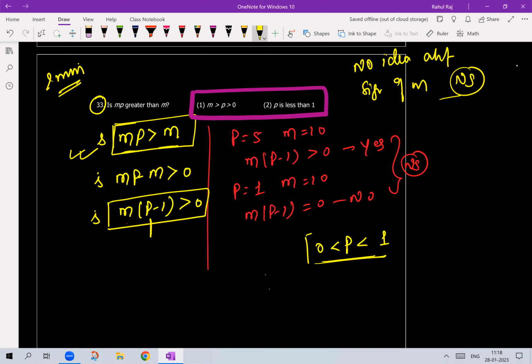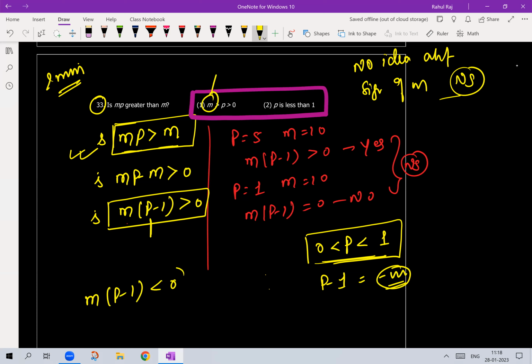Now if you combine and see that P lies between 0 and 1, P minus 1 as a number will 100% be negative, right? You take any value of P that lies between 0 and 1: 1 by 2, 1 by 3, 1 by 4. If you do P minus 1, this will always give you a negative number. I know that M is 100% always positive. So when I combine, I get M into P minus 1 less than 0. It's a confirm no answer.